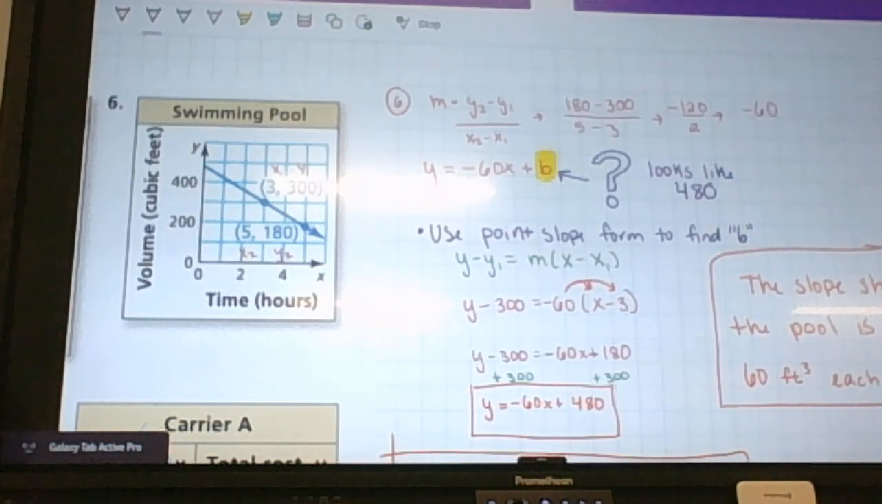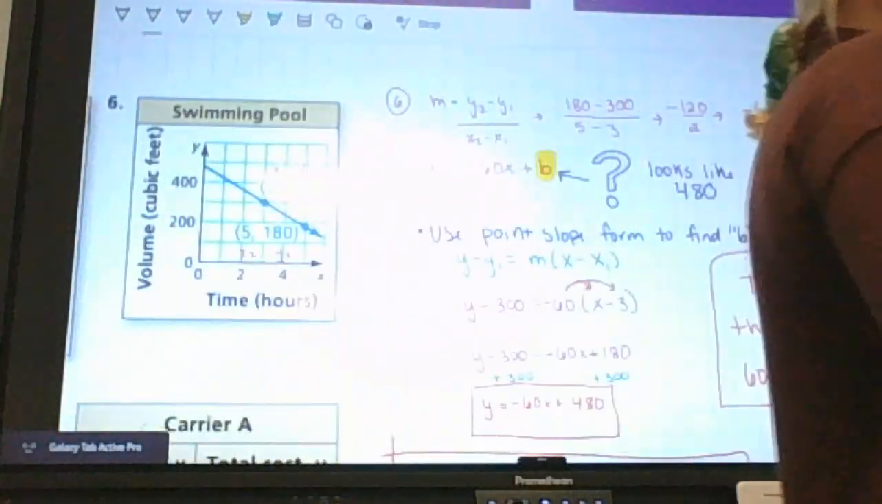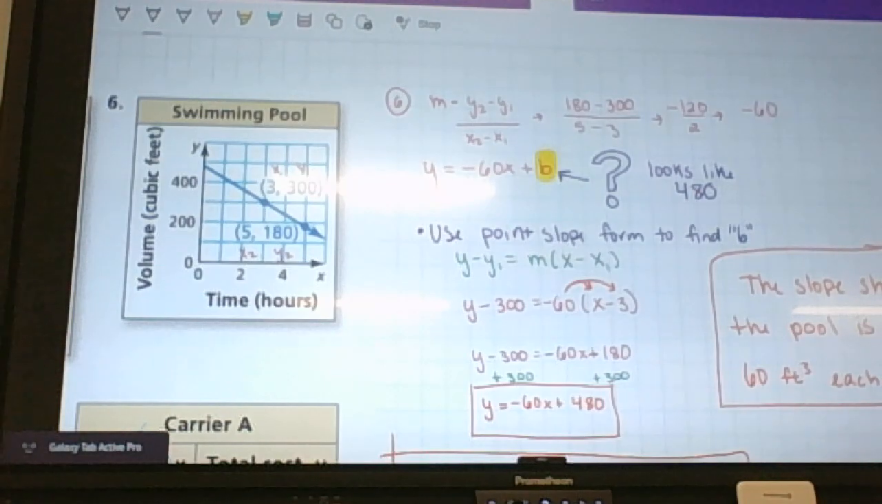Did you do this page? 1, 4, 6, and 7. Good. You did it. I'm looking for seconds. I'm looking for slopes. I'm looking for effort all the way through number 7.